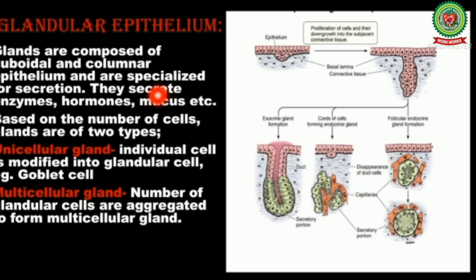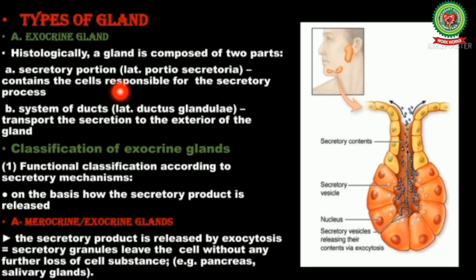Based on the number of cells, glands are of two types: unicellular glands and multicellular glands. A unicellular gland consists of an individual cell which is modified into a glandular cell, for example, the goblet cell. Multicellular glands consist of a number of glandular cells which are aggregated to form a single gland.